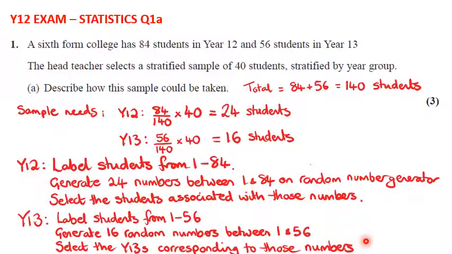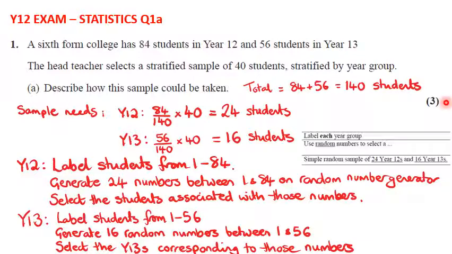Now, this is a bit of a belt and braces approach to answering this question for 3 marks. The mark scheme is this: you need to be clear that you are labelling each year group, okay? As in, we're labelling the year 12s from 1 to 84, we're labelling the year 13 separately from 1 to 56. We need to be clear that we are using random numbers within those year groups, okay? And we need to state these numbers: 24 year 12, 16 year 13s.